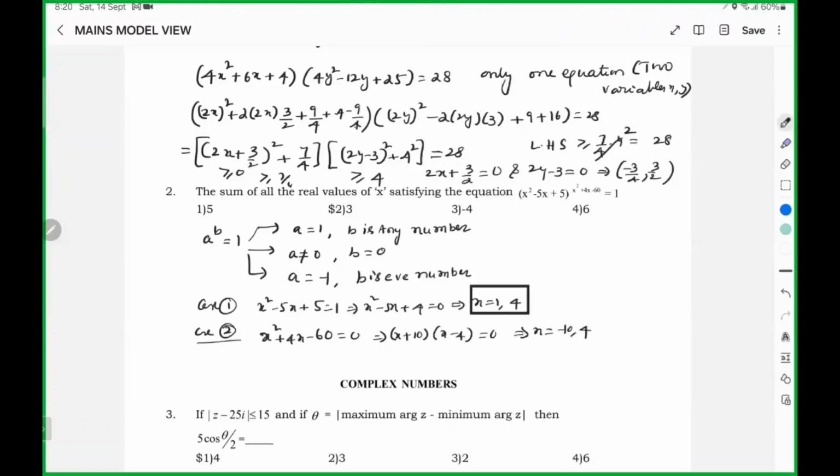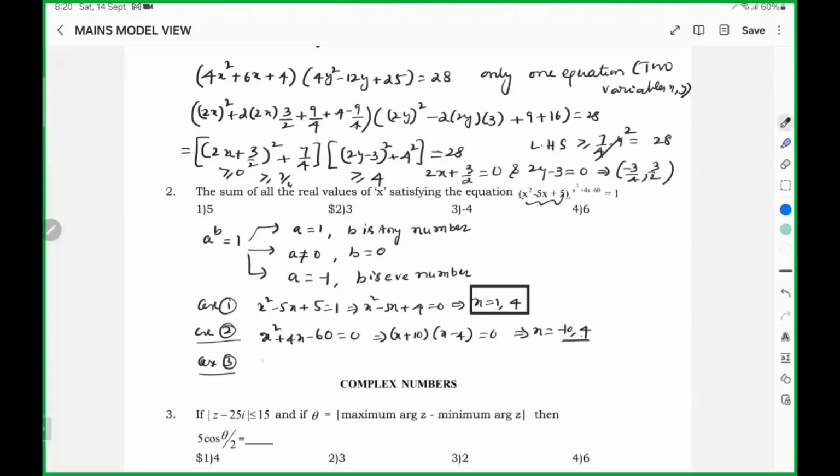So for these values you must see that base is not equal to 0. Obviously if you take 4, 16 minus 20 plus 5 is 1, not equal to 0. Similarly, for negative anyhow it won't be 0. So both are the solutions.